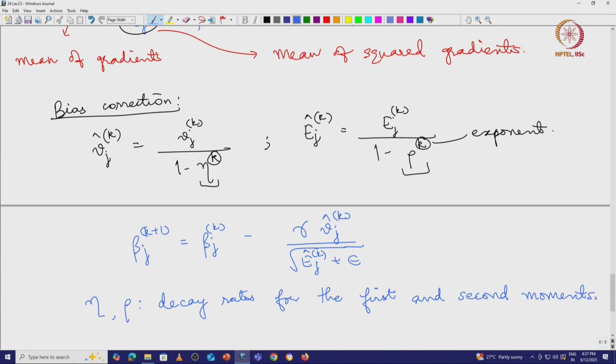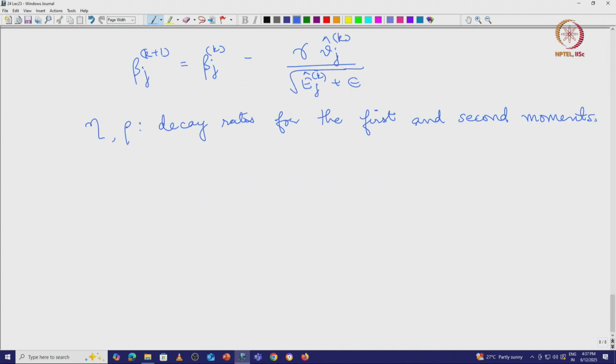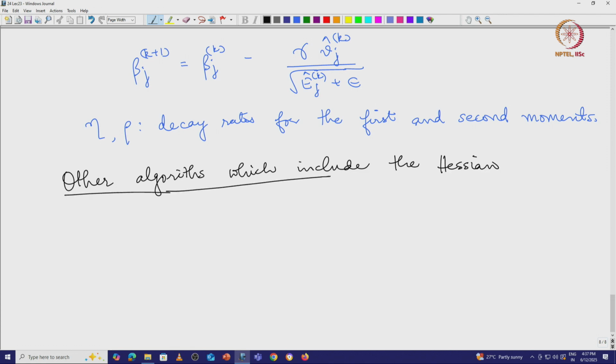Alright. So, this brings us to the end of the discussion on stochastic gradient descent. Before ending, I just want to tell you that there are also other types of algorithms which include the Hessian, and these are obviously faster because you are also capturing the second order derivatives in the Taylor series, but they are more expensive.